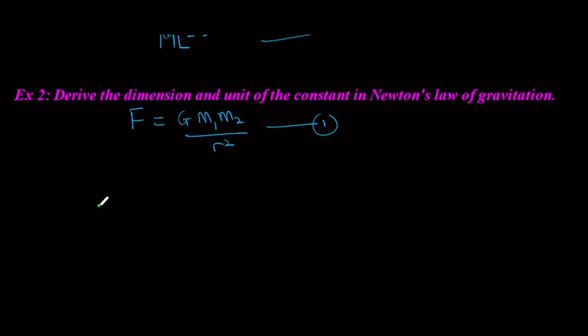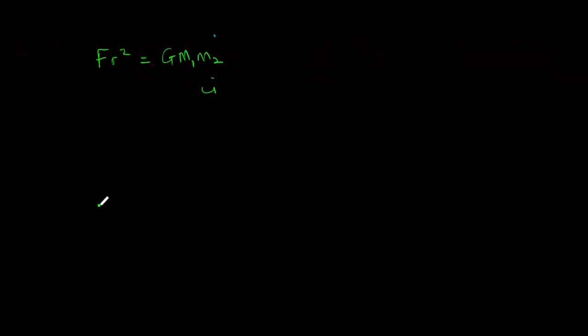The constant involved here is G, the gravitational constant. Let's make it the subject of the formula by cross multiplying, and we have F r squared equals G m1 m2. Now on the right hand side, m1 and m2 are attached to G. So to remove them, we have to divide both sides by m1 m2. The value for G is going to be G equals F r squared over m1 m2.